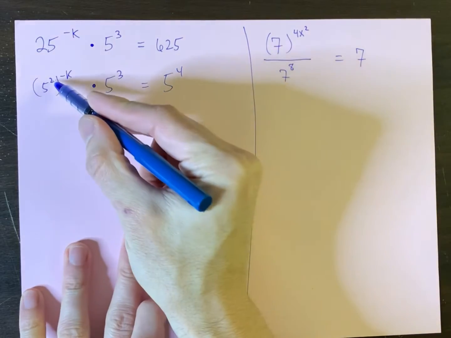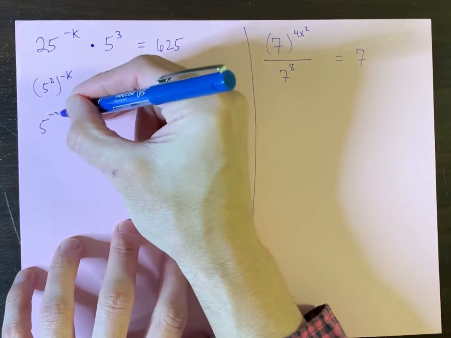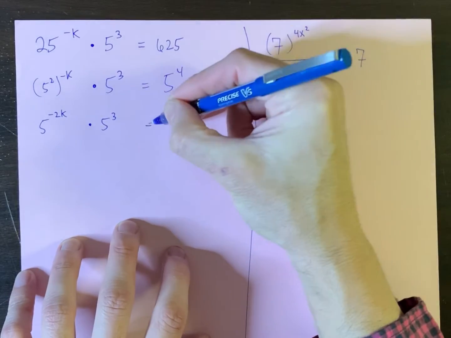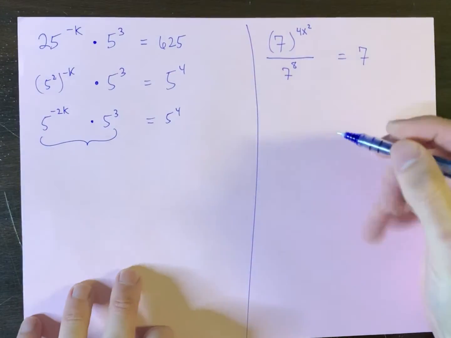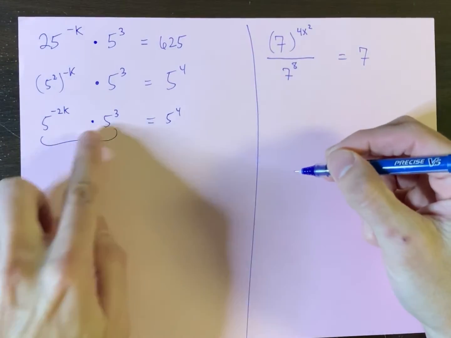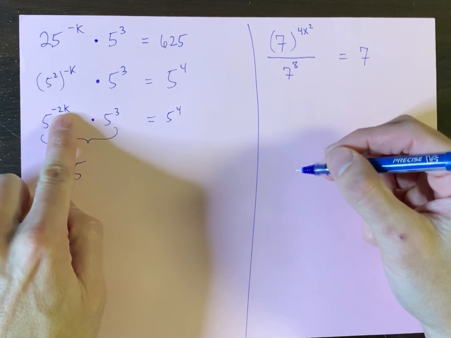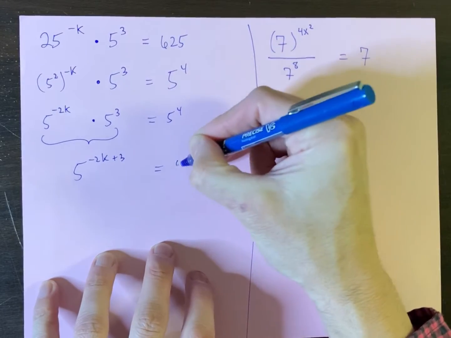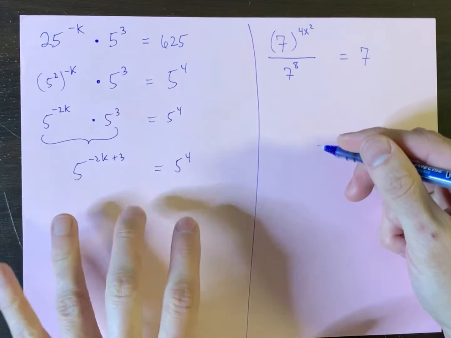Now recall this, power to power you multiply, so that's really 5 to the power of negative 2k times 5 to the third equals 5 to the fourth. And then recall that we can combine those two into one. It'll be a single 5, but you're going to have to add the exponents. So it'll be negative 2k plus 3. Leave this side the same. So we rewrote the bases as a common base to get to this point.